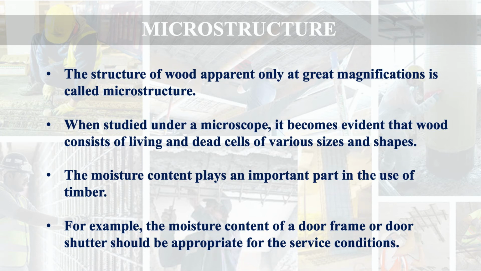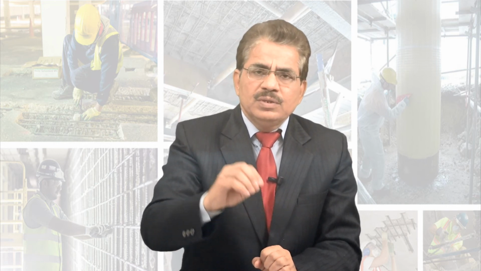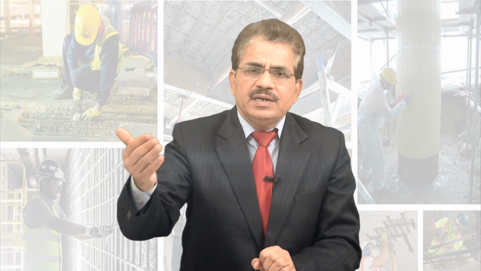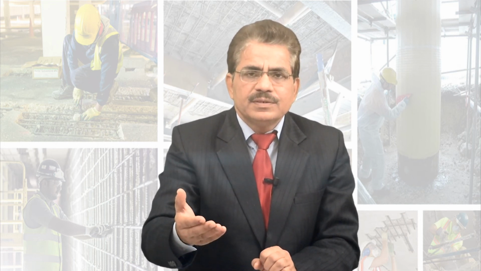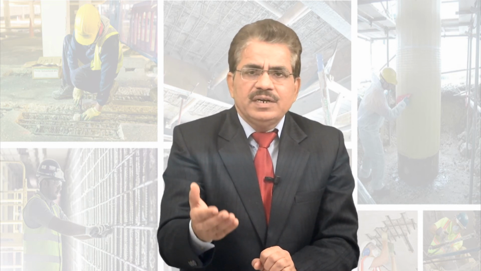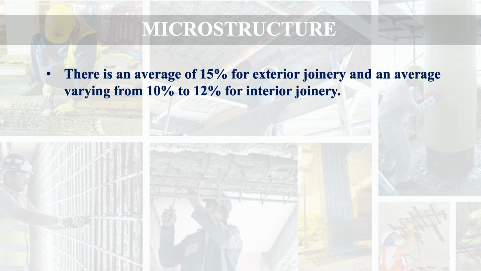For example, the moisture content of a door frame or door shutter should be appropriate for the service conditions, because due to the absorption of moisture from the atmosphere or due to drying up of the moisture content of the door frame and the door shutter, the dimensions may change and you may face problems in opening and closing of doors and windows. So moisture content of a door frame or door shutter should be appropriate for the service conditions. There is an average of 15% for exterior joinery and an average varying from 10% to 12% for interior joinery. So these are the moisture contents basically.